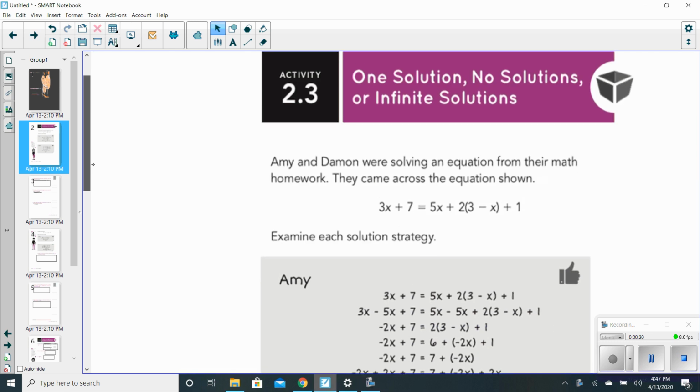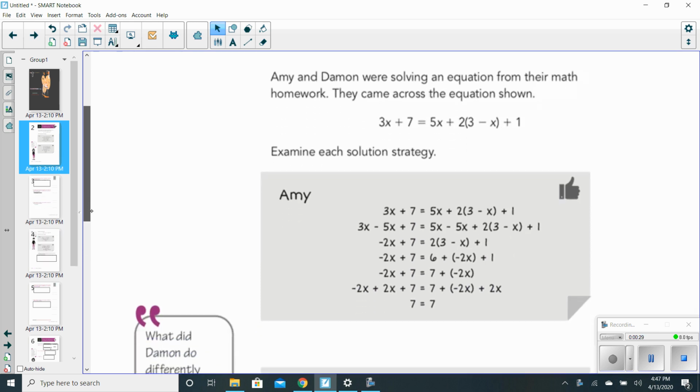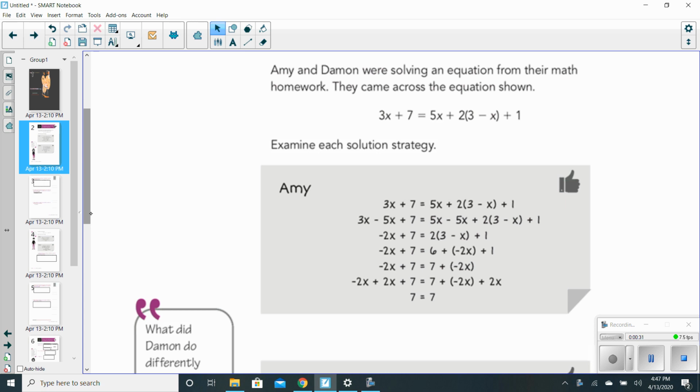Alright, so this lesson is called One Solution, No Solutions, or Infinite Solutions. So we're going to read through this. It says, Amy and Damon were solving an equation from their math homework. They came across the equation shown. So we have 3x plus 7 equals 5x plus 2, and then times the quantity 3 minus x plus 1. So examine each solution strategy.